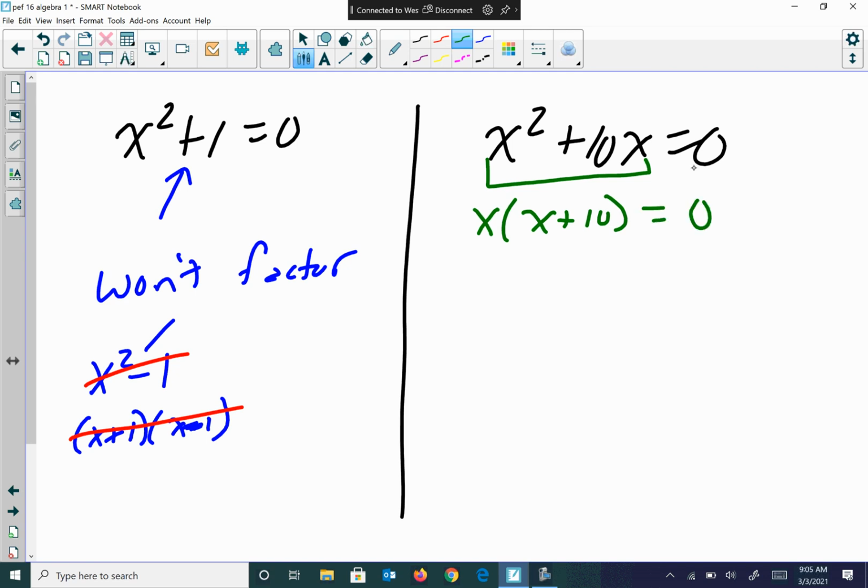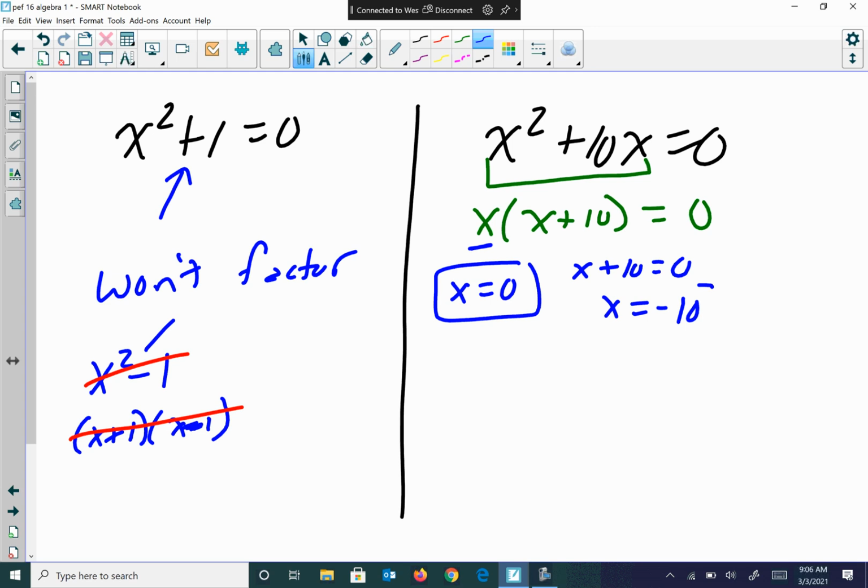And again, we have to remember those are equal to 0. Don't forget to say, hey, x is equal to 0. There's one of my answers. And then x plus 10 equals 0. So I'd subtract 10. There's my other answer.